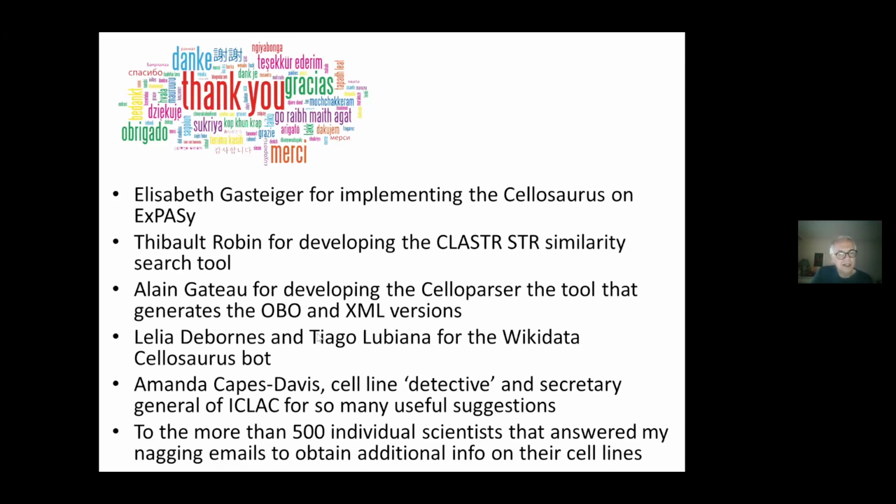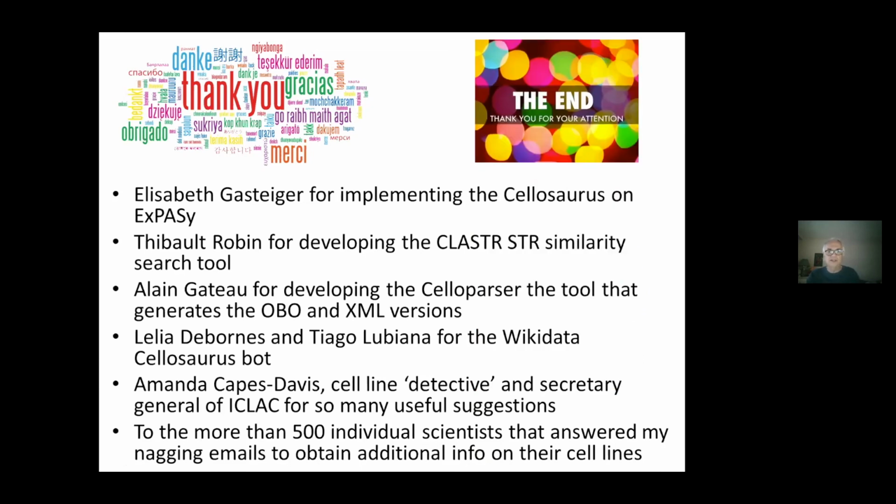I already mentioned Lelia and Thiago for the Wikidata Cellosaurus bot. And there is Amanda Capes Davis, whose Twitter name is Cell Line Detective. She's the Secretary General of ICLAC, and she has had hundreds of useful suggestions over the years on how to improve the Cellosaurus. And of course, I'd like to thank all of the individual scientists, there's more than 500 now, that have answered my nagging emails to obtain additional information on the cell lines, and you for your attention.